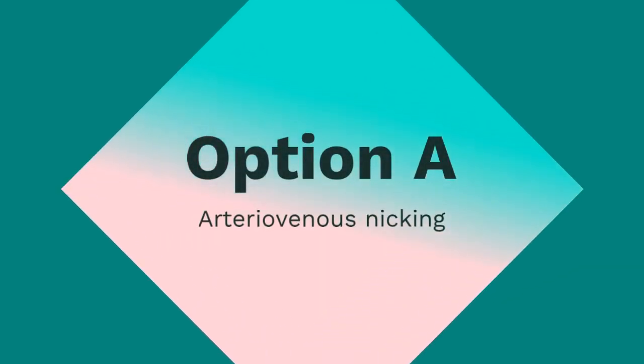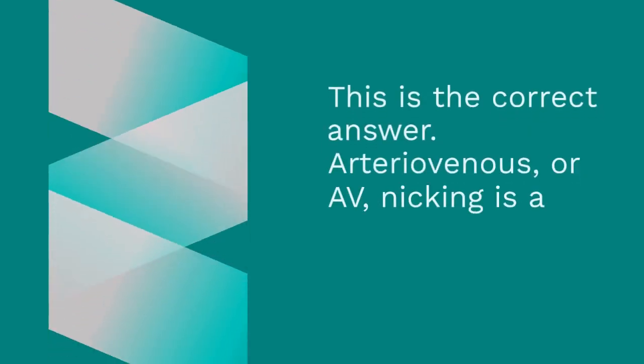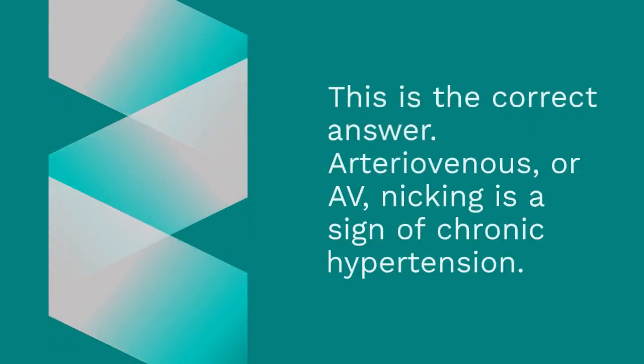Option A, arteriovenous nicking. This is the correct answer. Arteriovenous, or AV, nicking is a sign of chronic hypertension. It occurs when thickened arteriolar walls compress the veins at points where they cross, leading to focal constrictions.